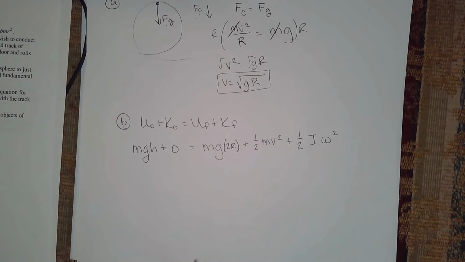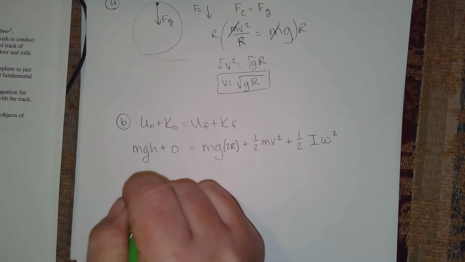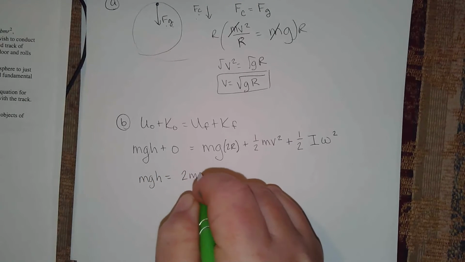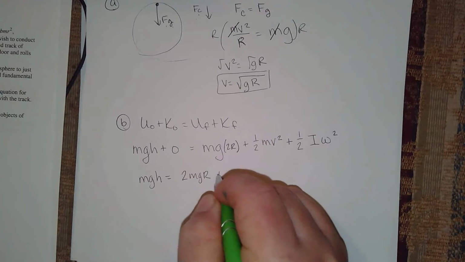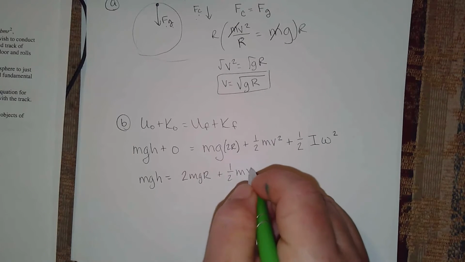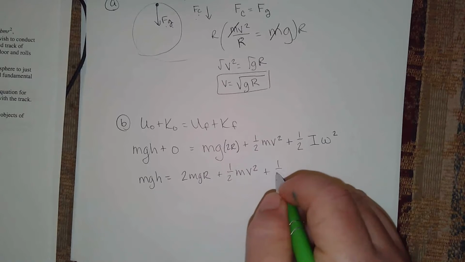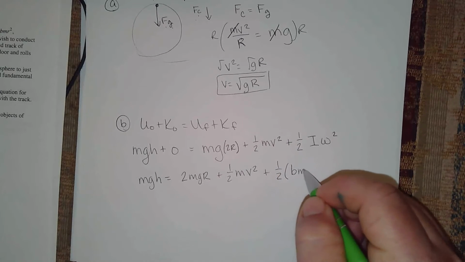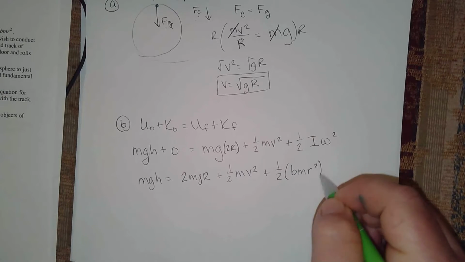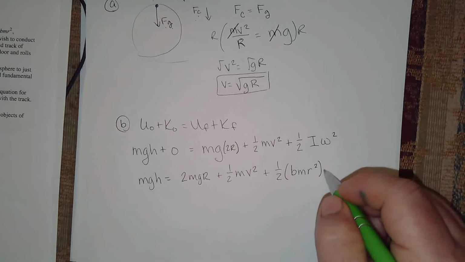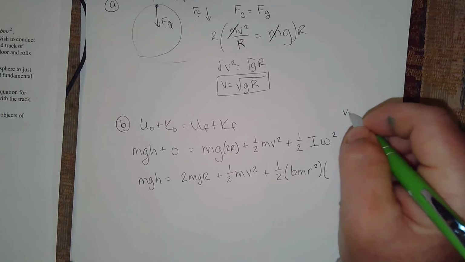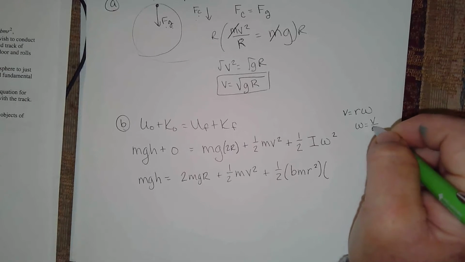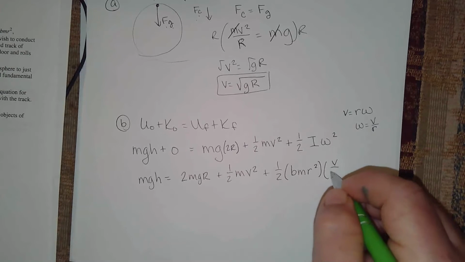All right, so let's do a little figuring here. So we've got mgh is equal to 2mgR plus 1/2 mv squared plus 1/2 I. Now I, they told me, was 2/5 mR squared. And then omega, we all know that v is equal to R omega. So omega is going to be v over R. So I'm going to plug that in here.